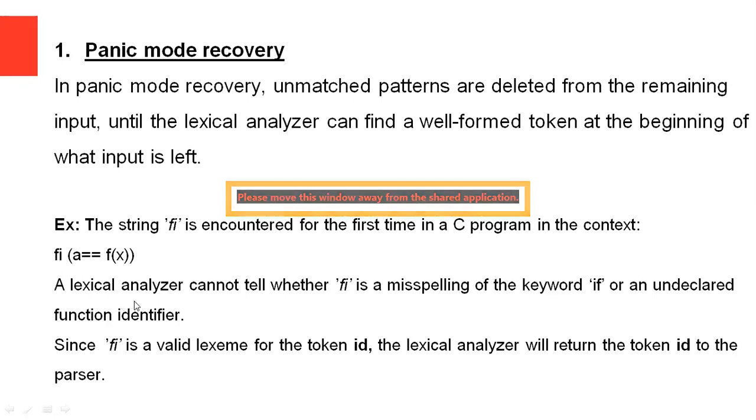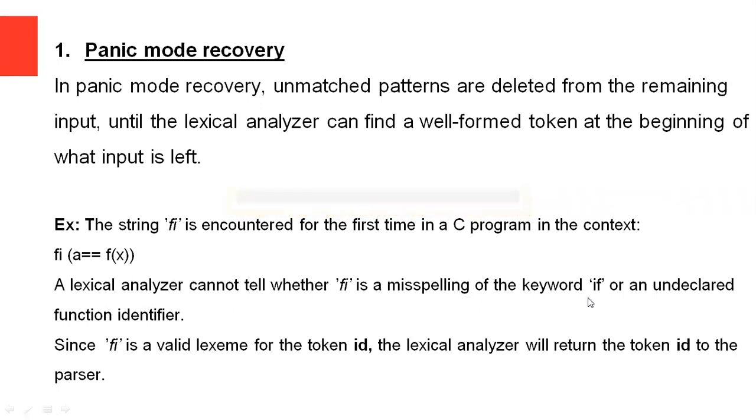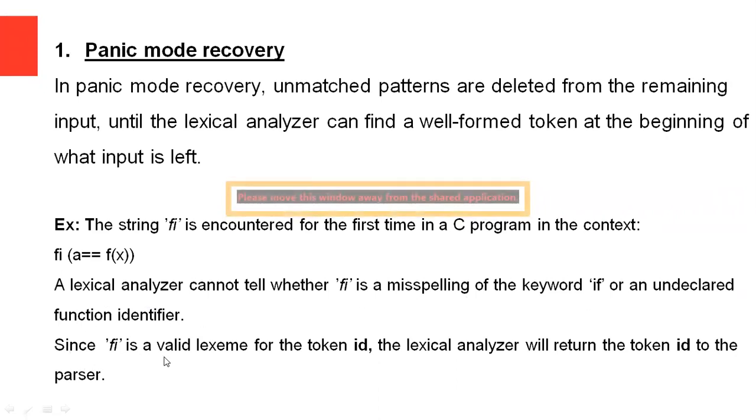Okay, so the lexical analyzer cannot tell whether fi is a misspelling of the keyword if or an undeclared function identifier. Since fi is a valid lexeme for the token ID, the lexical analyzer will return the token ID to the parser. So it generates that token ID and directly gives it to the parser. So this is the panic mode recovery, right?